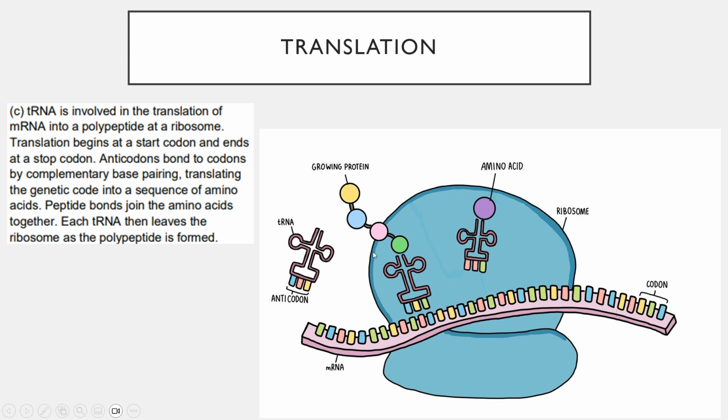And eventually, when we've got all of our amino acids, the tRNAs can leave the ribosome and we've got our polypeptide, or basis of a protein.